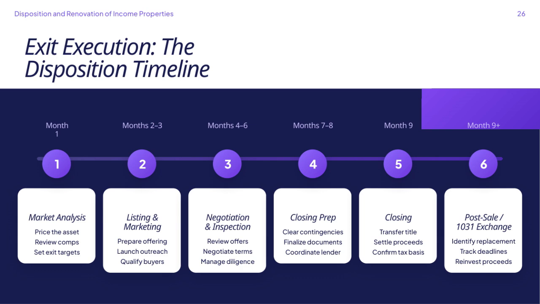This involves clearing any contingencies, finalizing all necessary documents, and coordinating with lenders to ensure a smooth transaction. Month 9 brings the actual closing where the title is transferred, proceeds are settled, and the tax basis is confirmed. This is the culmination of months of coordinated effort.